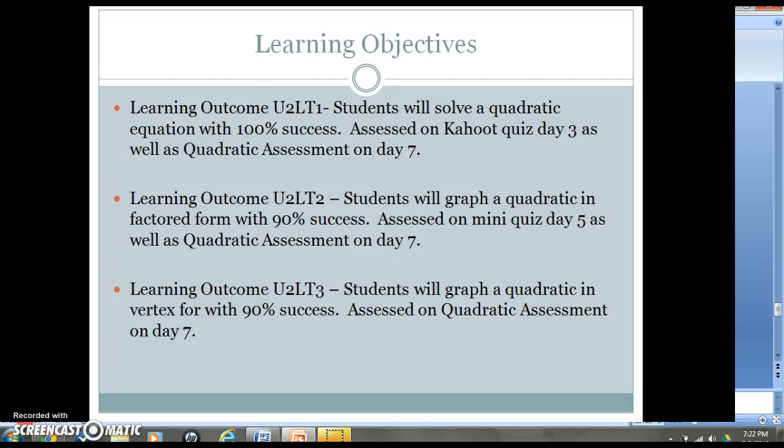While completing the unit, the following learning outcomes will be addressed. Students will solve a quadratic equation with 100% success. This will be assessed on the Kahoot quiz on day 3, as well as the quadratic assessment on day 7. The second learning outcome is students will graph a quadratic in factored form with 90% success. This will be assessed on the mini quiz on day 5, as well as the quadratic assessment on day 7. The final learning outcome is students will graph a quadratic in vertex form with 90% success. This is assessed on the quadratic assessment on day 7.